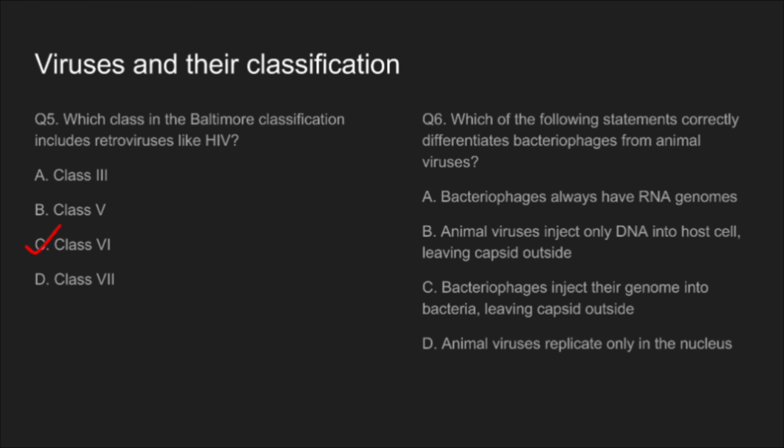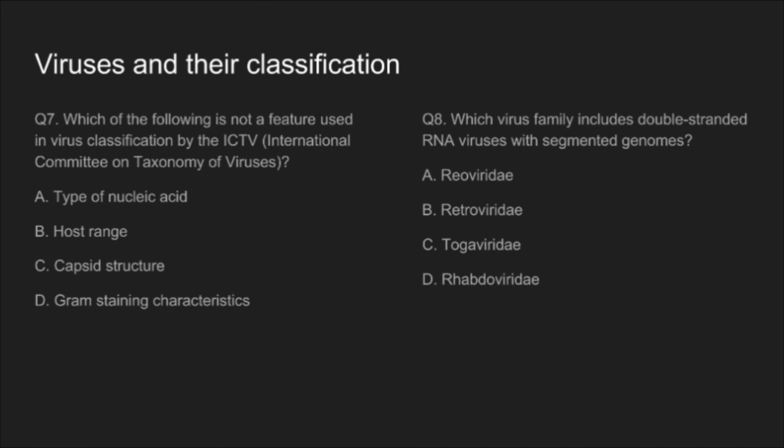Next question, question number 6. Which of the following statements correctly differentiates bacteriophages from animal viruses? Options are A. bacteriophages always have RNA genome, B. animal viruses inject only DNA into host cell, leaving capsid outside, C. bacteriophages inject their genome into bacteria, leaving capsid outside, D. animal viruses replicate only in the nucleus. Your answer is option C, bacteriophages inject their genome into bacteria, leaving capsid outside. Easy question.